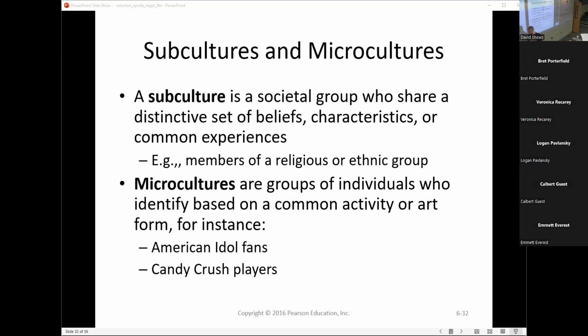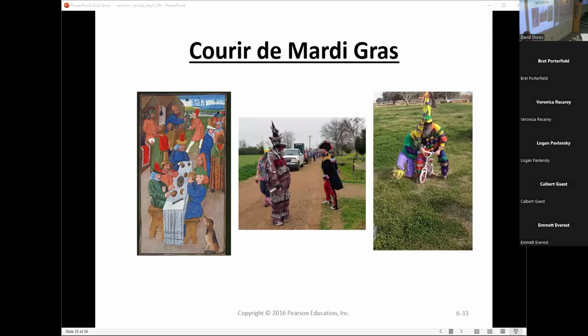These tend to be even more defined. But they have a distinctive set of beliefs and common experiences, sometimes religiously based, sometimes through sharing of items that are just as viable. And so, anybody been to Mardi Gras? New Orleans? Put it on your bucket list, okay?